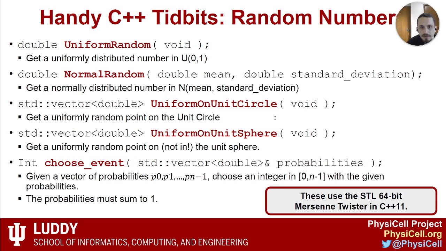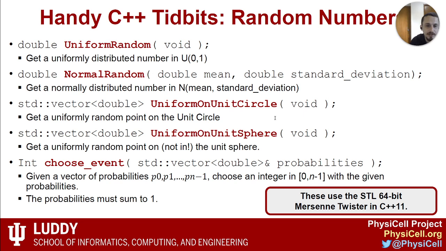So another handy C++ function is the part of drawing random numbers. You can use a uniform random, a normal random distribution, and you can draw from the uniform unit circle or the uniform unit sphere. That one is useful if you want to, for example, put some cells in a circle or a sphere. You can use these functions.